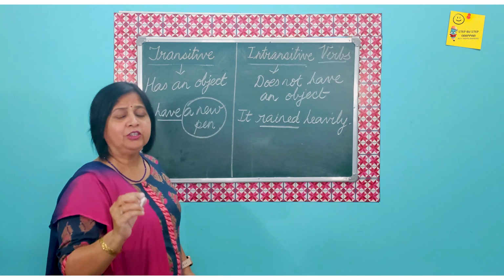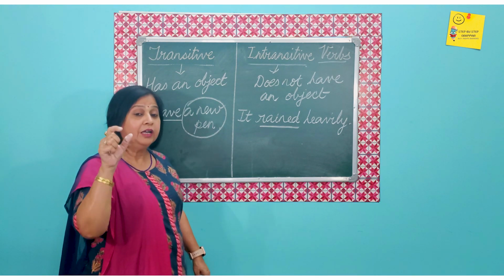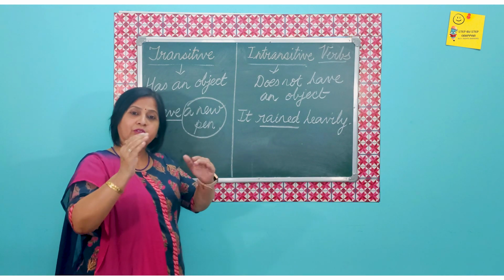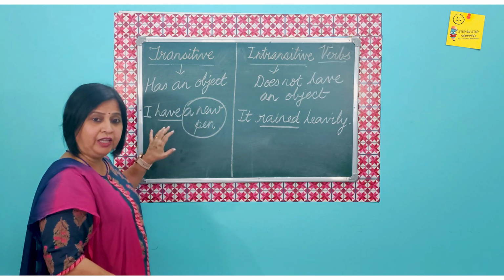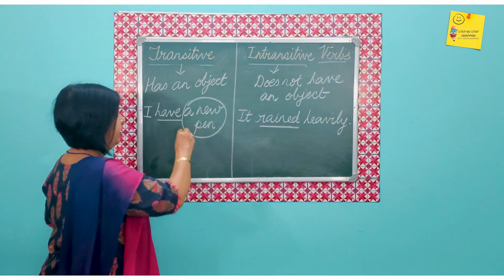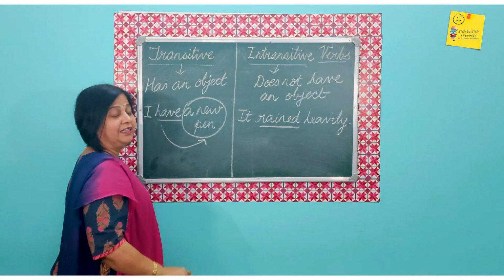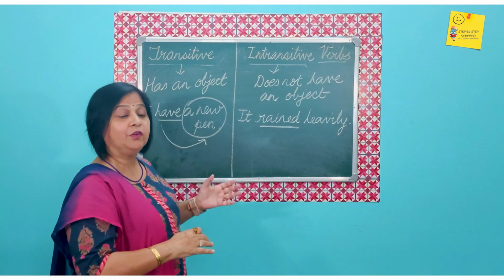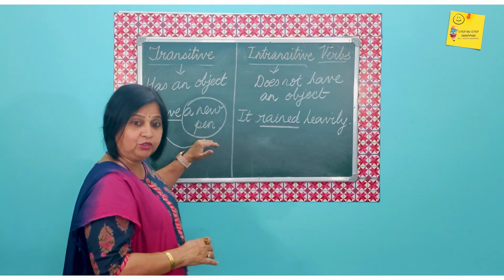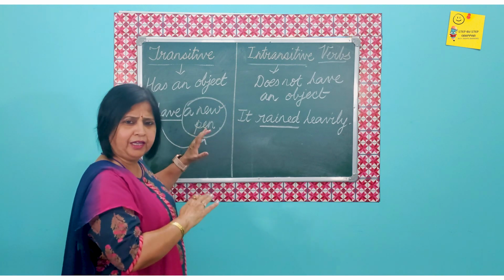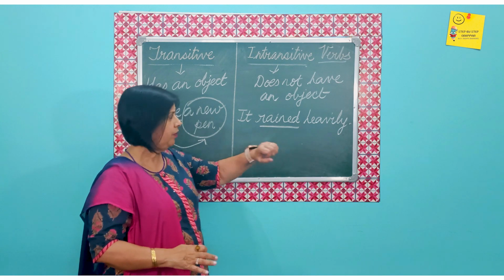And why do we call it transitive? Transitive will remind you of the word transfer. Transfer means something that is moving from one place to another. So in this, what is happening? The action that is there, the verb that is there, that is getting transferred to the object. That is why we call it a transitive verb. Action getting transferred to the object. Okay, keep this in mind. The action gets transferred.